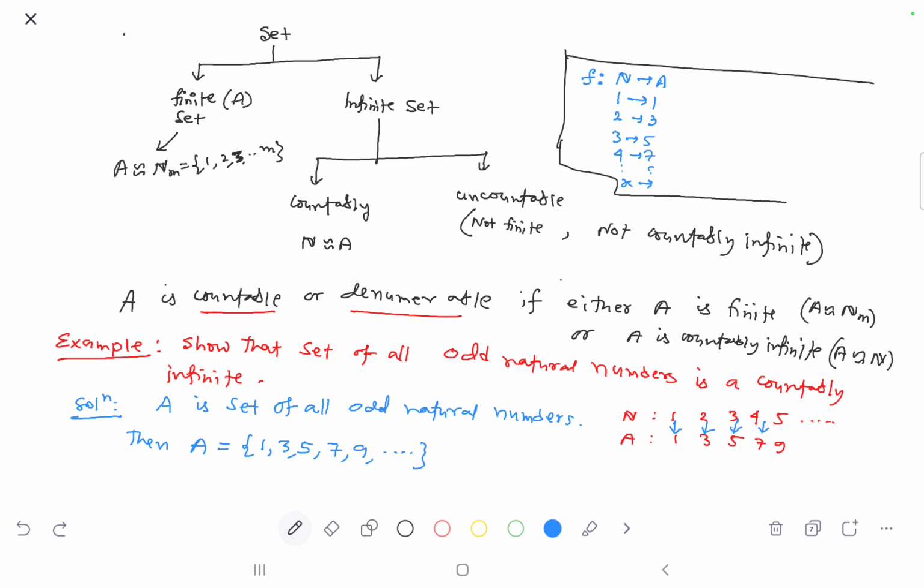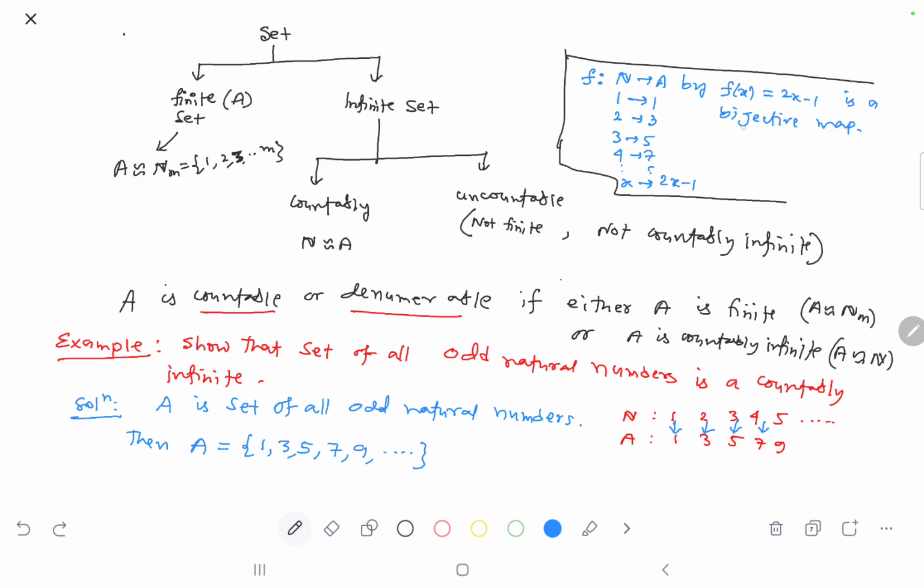Is it 2x plus 1 or minus 1? Because if you take plus 1, then 1 goes to 3. So you have to take x goes to 2x minus 1. So if you consider this map, f(x) = 2x minus 1, this is a bijective map. You can check.